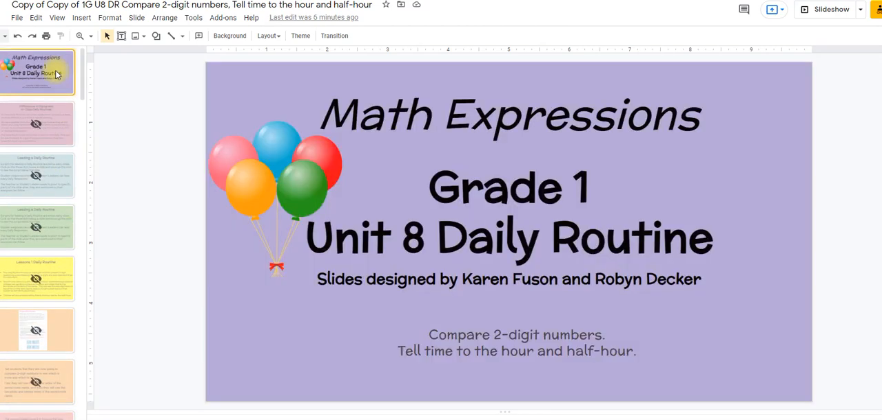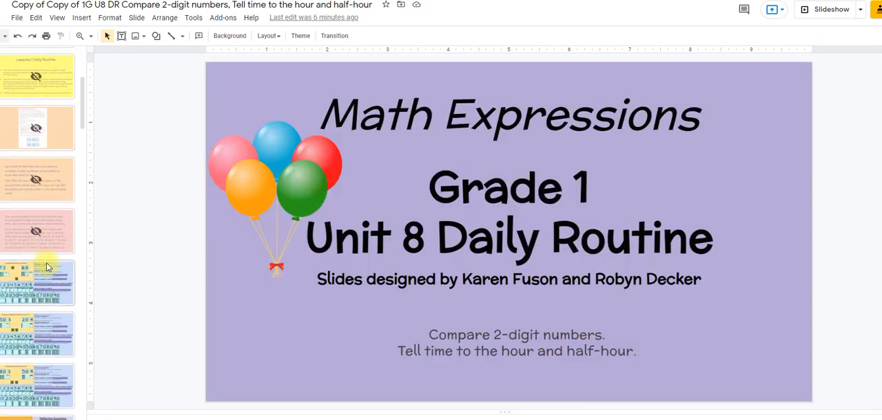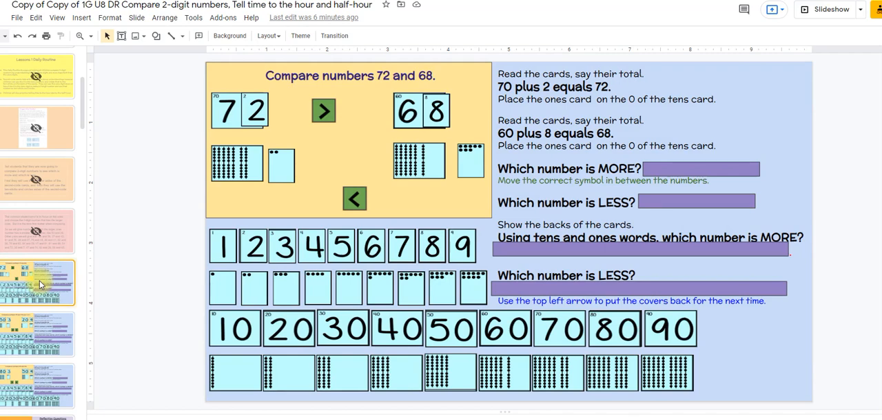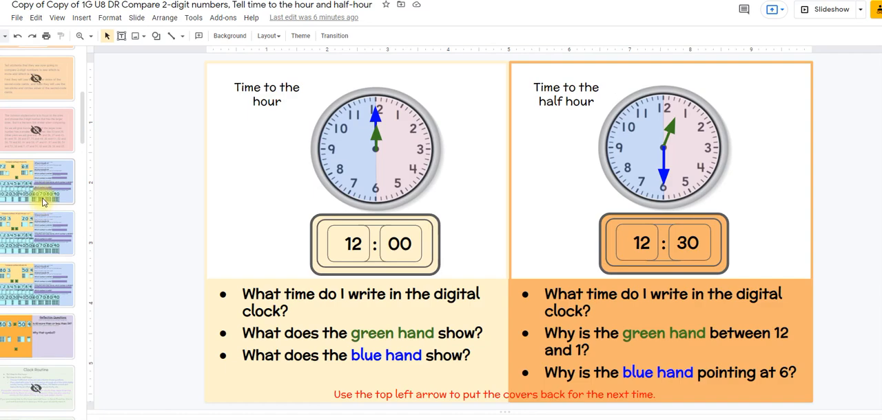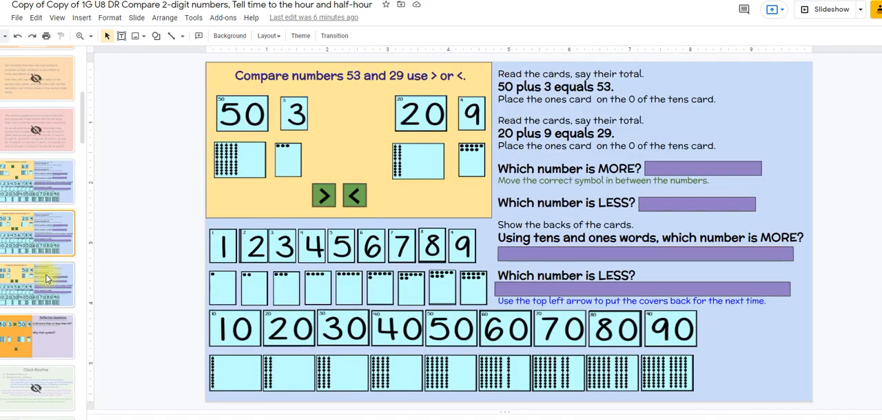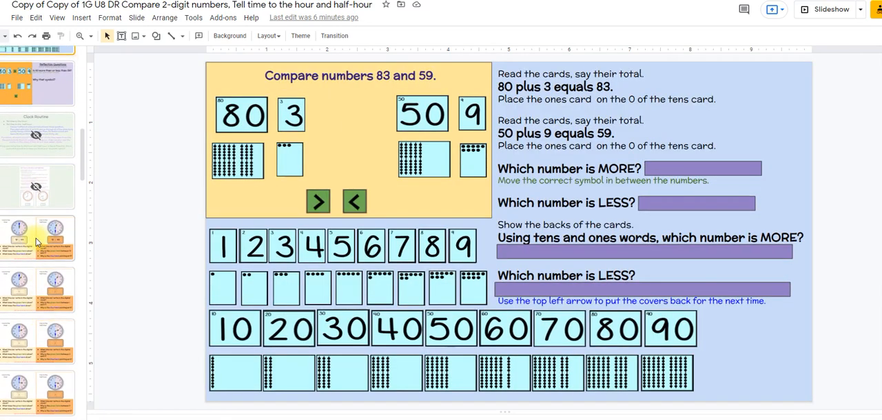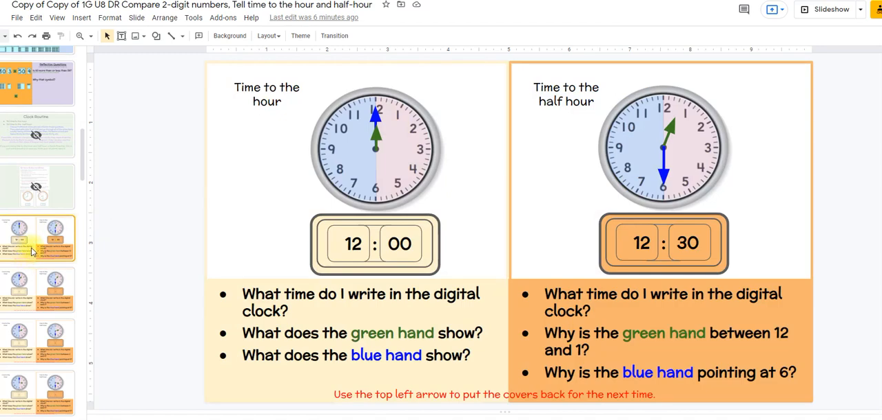All right, grade 1, unit 8, daily routine. There are two different parts of the daily routine. There's comparing numbers, and then there's going to be telling time. So each day you're going to do a series of 4 slides of comparing various numbers, and then you're going to do at least one slide, at the most probably 3 slides of telling time to the hour and telling time to the half hour.